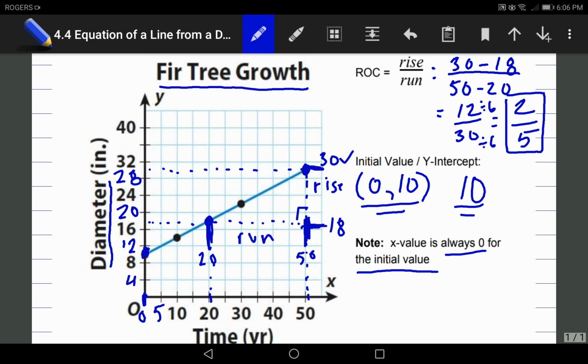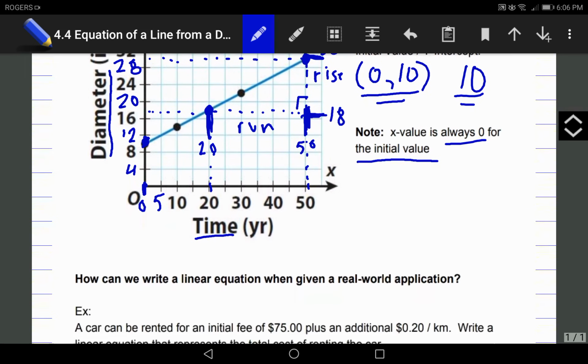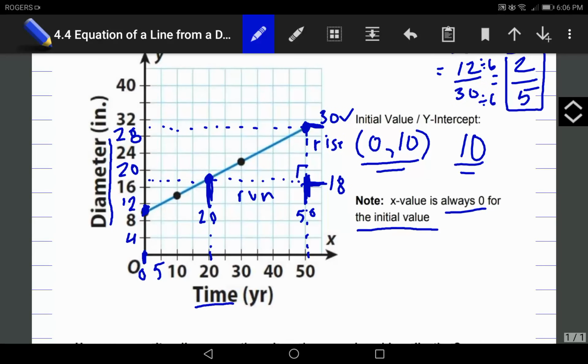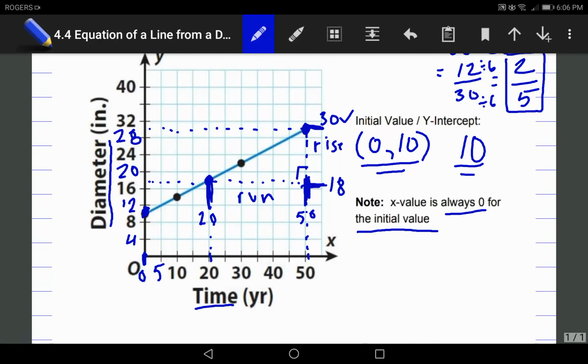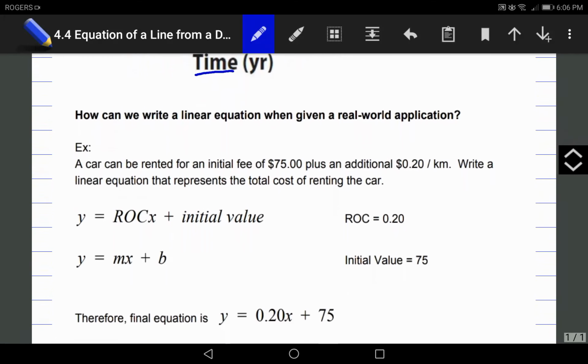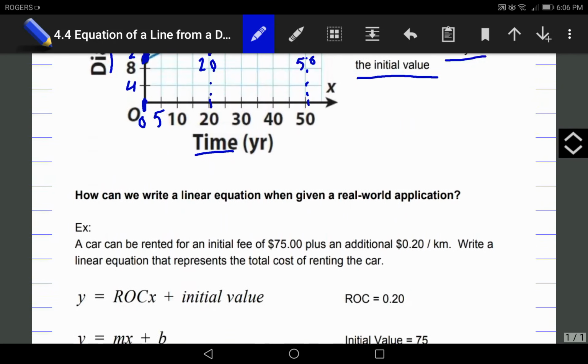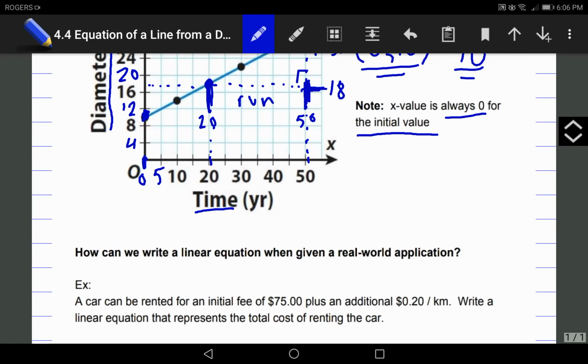Okay, so that's just a recap on how to find rate of change and the initial value, or the y-intercept. Now let's get down to what this lesson is all about, and that is finding a linear equation from a description. So let's look at this example right here. Okay, a car can be rented for an initial fee of $75 plus an additional 20 cents per kilometer. Write a linear equation that represents the total cost of renting the car.